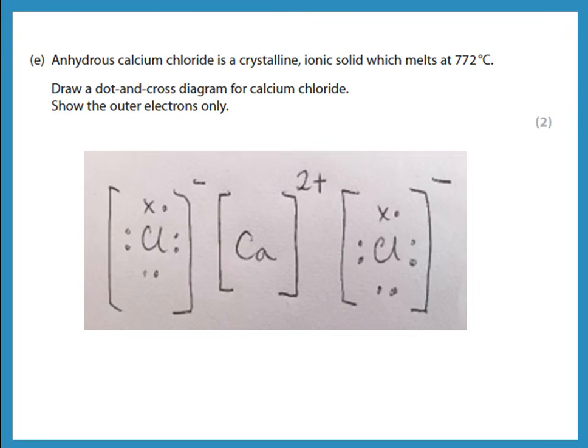And each chlorine, once it takes one of the electrons from calcium, now has an extra negative charge. Do not forget to write the charges. Calcium now has 2+, and each chlorine has one negative charge.